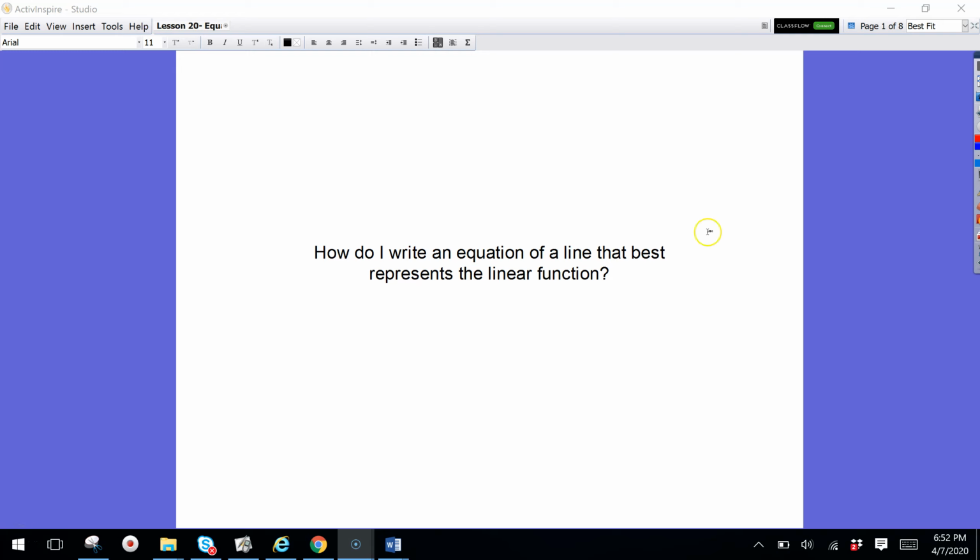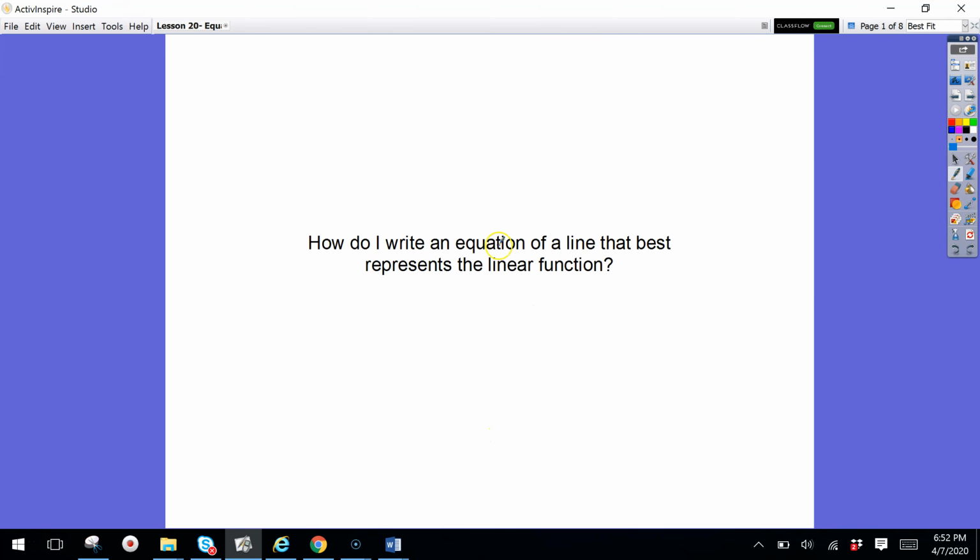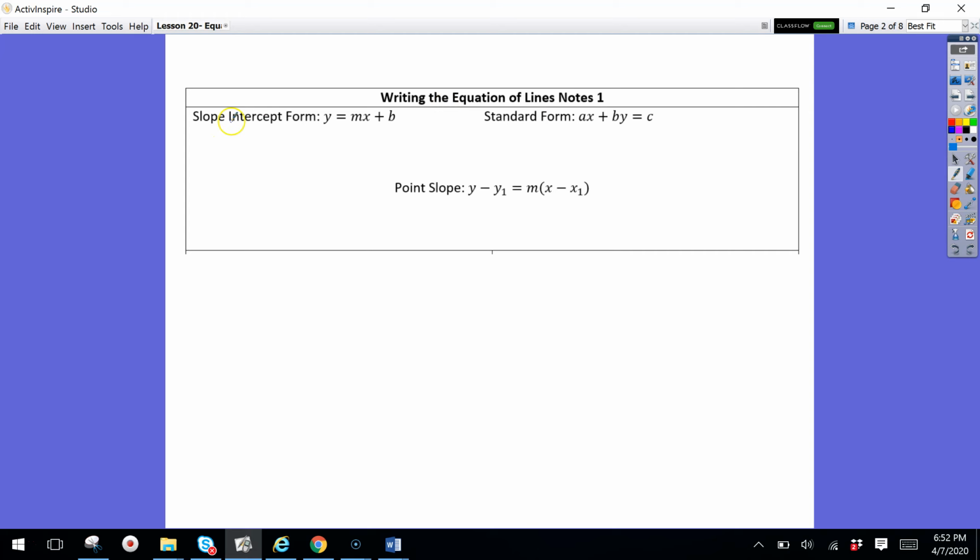In this video, we're going to be discussing how we write an equation of a line that best represents a linear function. Specifically, we're going to be talking about the best form to use, and sometimes there might be two different forms we can write. So let's first talk about the three types of equations that I can write that represent a line.